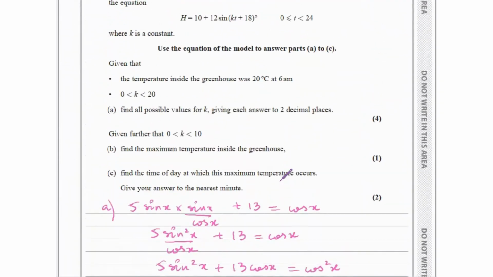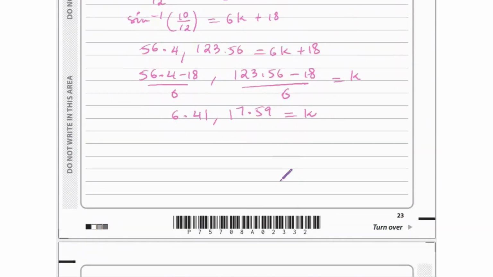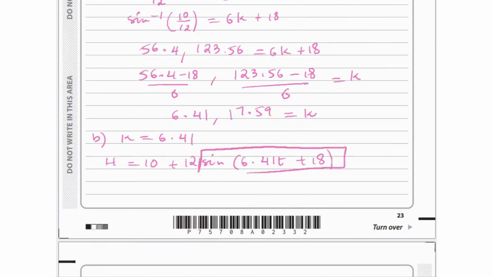Then given further that K is between 0 and 10, find the maximum temperature inside the greenhouse. So if it's between 0 and 10, that means K is going to be 6.4. And the equation is going to be H equals 10 plus 12 sine of 6.41 T plus 18. Maximum temperature means this entire thing equals 1, because the maximum value of sine is 1. That equals 22 degrees Celsius.